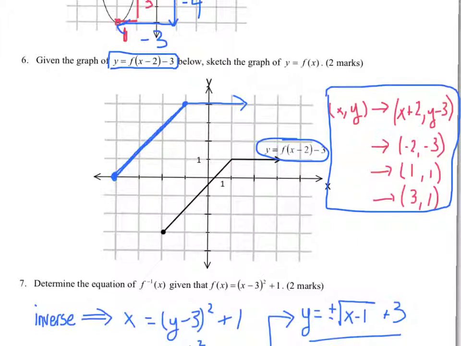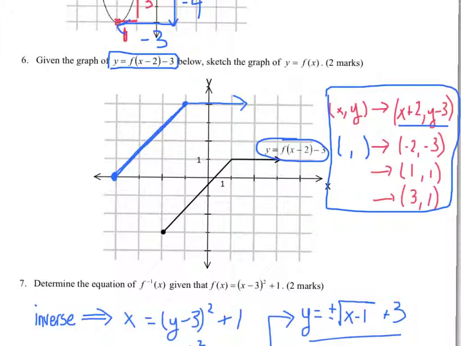I looked at what the mapping would be, and then I said, well, on the original graph, there were points that went through this mapping process. So for example, one of the points that was on the original graph of f(x) got transformed into the point (-2, -3) through this rule here. Well, what was the original point?